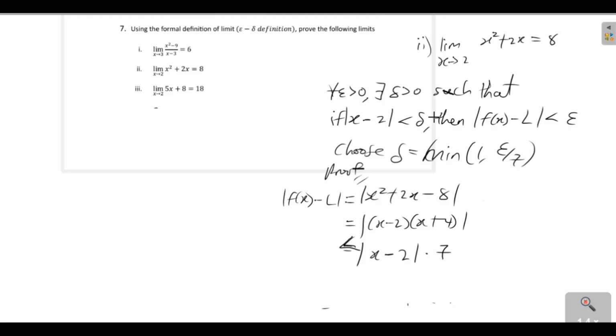But we know that |x − 2| is also less than what? Delta, right? And we chose our delta to be the minimum of 1 and epsilon over 7, so I'm going to use epsilon over 7. And so this will be less than or equal to delta multiplying 7. And this is equal to, my delta is what? Epsilon over 7 multiplying 7. And clearly you can see that this is equal to epsilon. So indeed, I've been able to prove that the limit as x approaches 2 of x squared plus 2x is equal to 8.